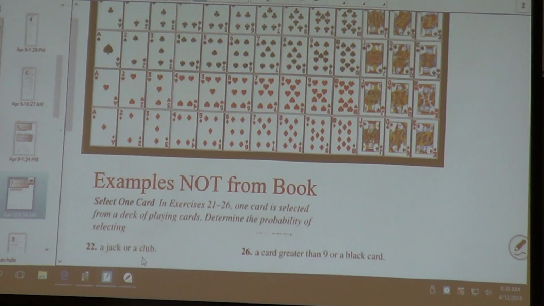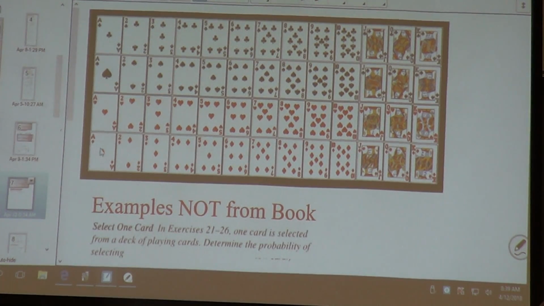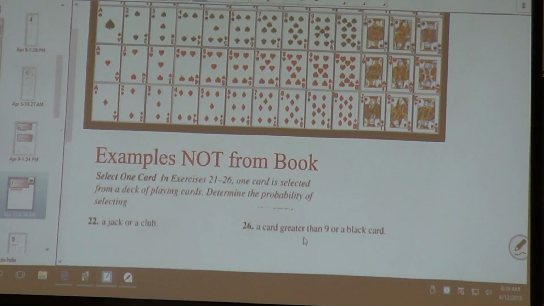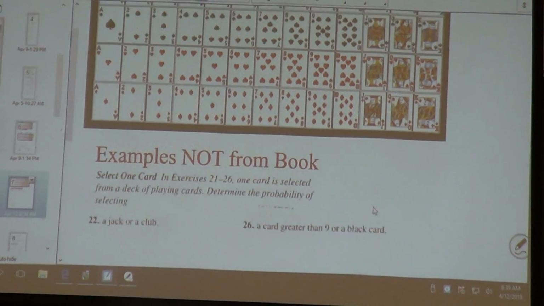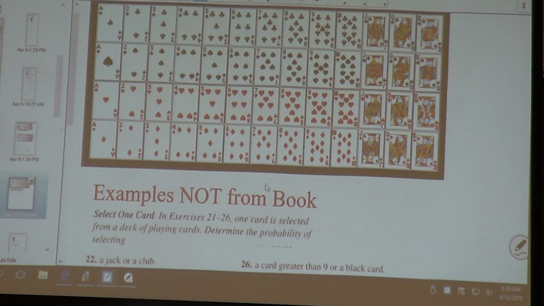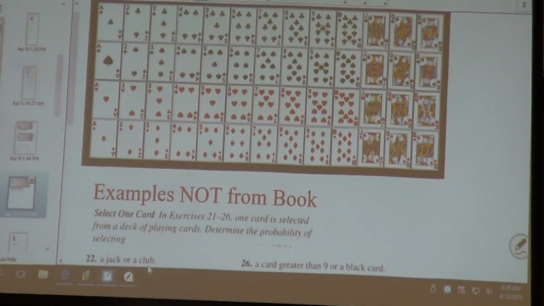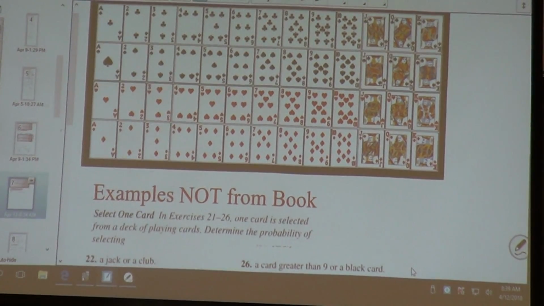First one says the probability of a jack or a club. What is a club? Okay, we have diamonds, we have hearts, we have spades, and we have clubs. And then over here it says a card greater than 9, and they're in order. An ace is like a 1, so it's 1, 2, 3, 4, 5, 6, 7, 8, 9, 10, 11, 12, 13, or these are bigger than 10. Okay? And then, or a black card. And those are black cards up here. And these are the black cards. So those are your 2 examples. A jack or a club, a card greater than 9, or a black card.